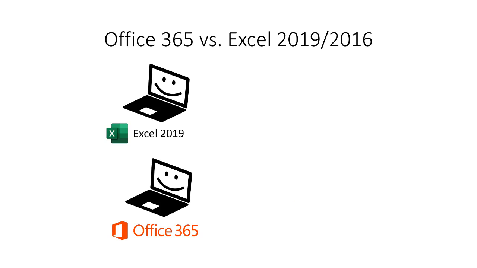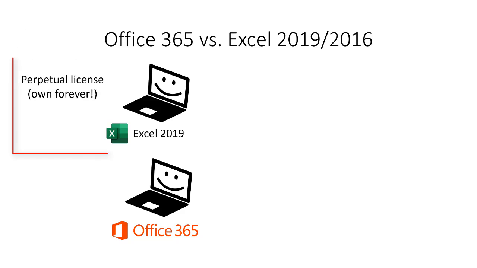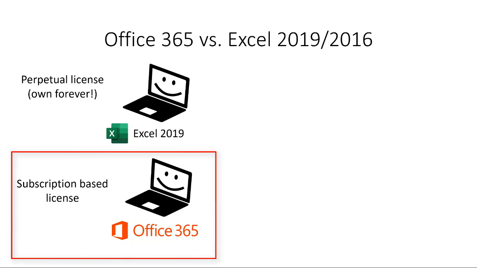So let me explain the difference between Office 365 versus Excel 2019. Many of you in the past, including myself, have purchased what is known as a perpetual license. You purchase Excel 2016 or 2013 and so on, and it's a one-time purchase. That's known as a perpetual license, and essentially you own that forever. However, Microsoft is moving more towards a subscription-based service, and that's what Office 365 is. It's more of a monthly fee or annual fee.